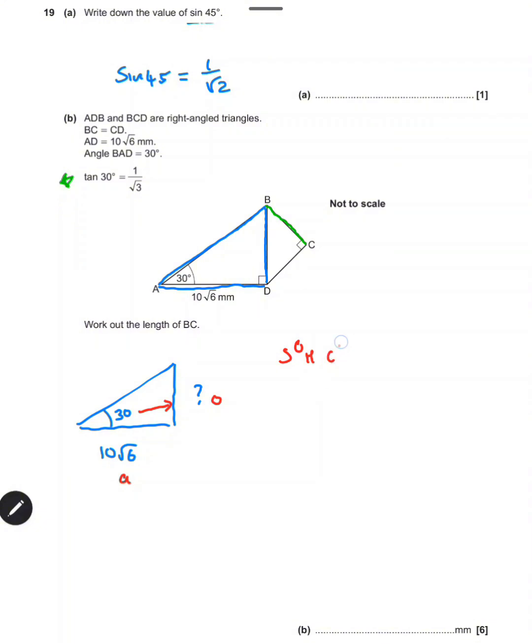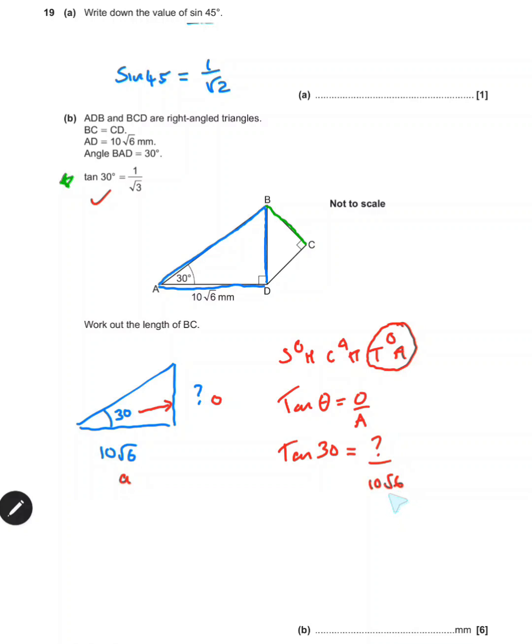Just write SOH CAH TOA. Opposite adjacent is there, and this was a hint that we're looking at a tangent question. So I'm going to write tan theta equals opposite over adjacent. Start substituting. Tan 30 equals the thing I'm looking for, question mark, over 10 root 6. And then the question mark, just multiply both sides by 10 root 6. We're going to get question mark equals tan 30 multiplied by 10 root 6.